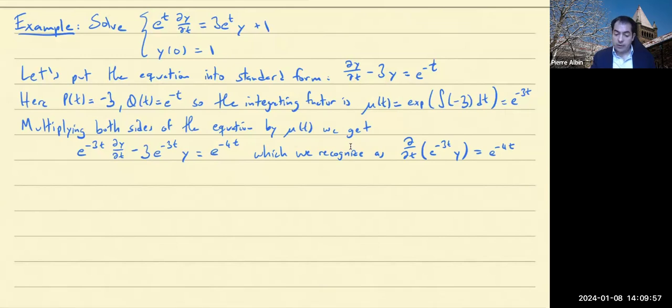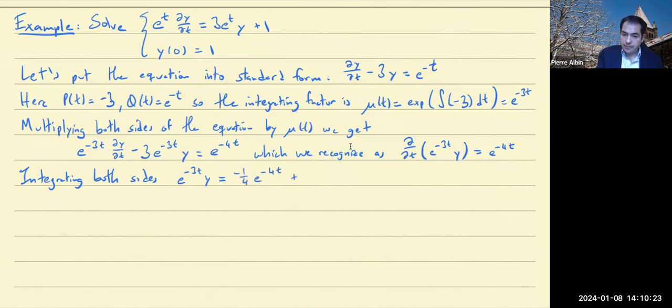Okay, great. So again, the left-hand side is now the derivative with respect to t of a single function. So we just integrate both sides with respect to t. Right, so we end up with e to the minus 3t y on the left. On the right, we end up with minus 1/4 e to the minus 4t, and plus an arbitrary constant. Then we can solve for y. The y of t is minus 1/4 e to the minus t, plus constant e to the 3t.